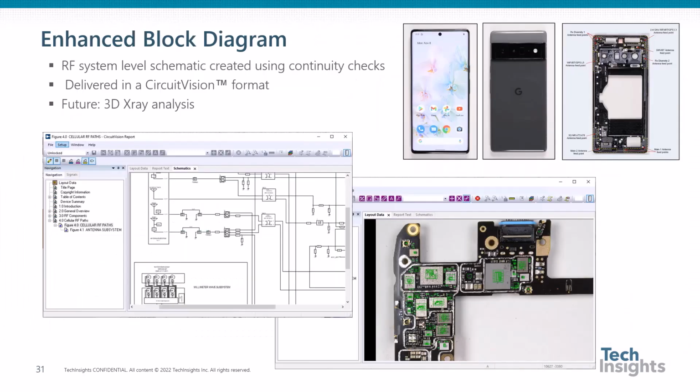The mobile RF suite of analysis products begins with an analysis that examines the RF path of the mobile handset. This analysis, which is called the enhanced block diagram, is, as the name suggests, a comprehensive block diagram of the RF path of the handset. The connectivity of the RF paths from the antenna to the RF transceiver, including all passive elements, is determined with continuity checks on the PCBs within the phone. A schematic is then created and delivered in the Tech Insights proprietary circuit vision format.